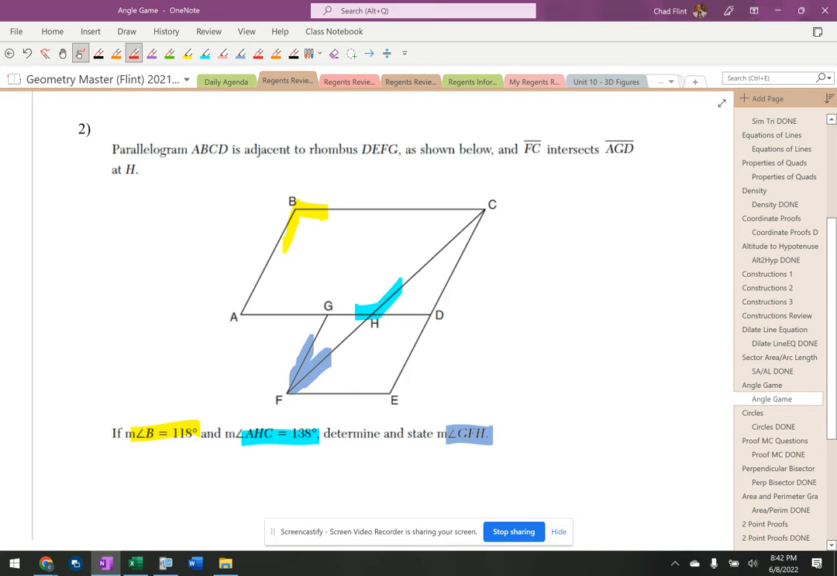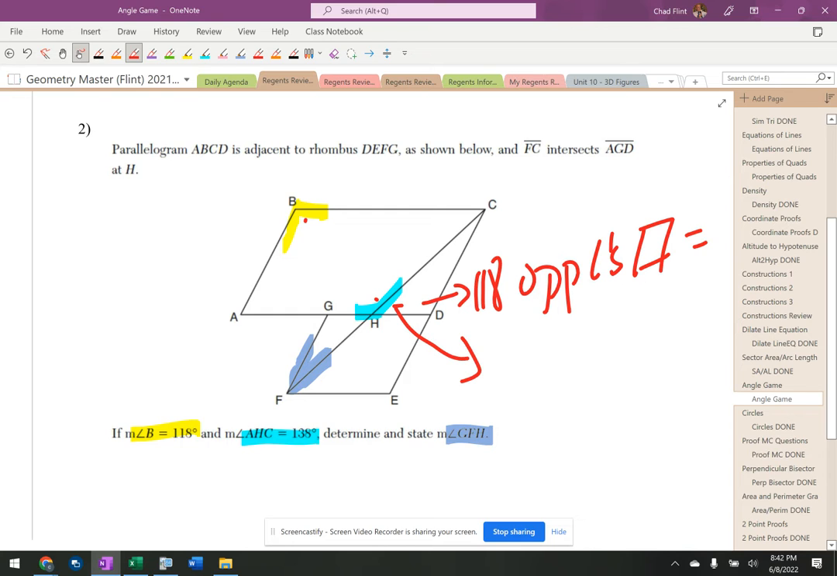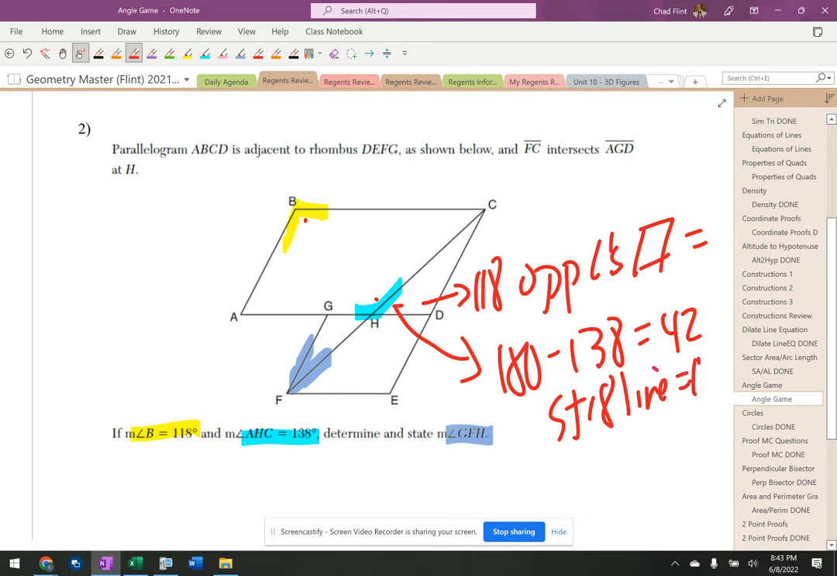All right. So this is what I would do. I would just start putting angles down. If angle B is 118, this one is 118 because opposite angles of a parallelogram are equal. If the blue one is 138, then I know that one right there is 180 minus 138, or 42, because a straight line equals 180. I also then know that one's 42 because vertical angles are equal. All right, so I've got to that point right there.